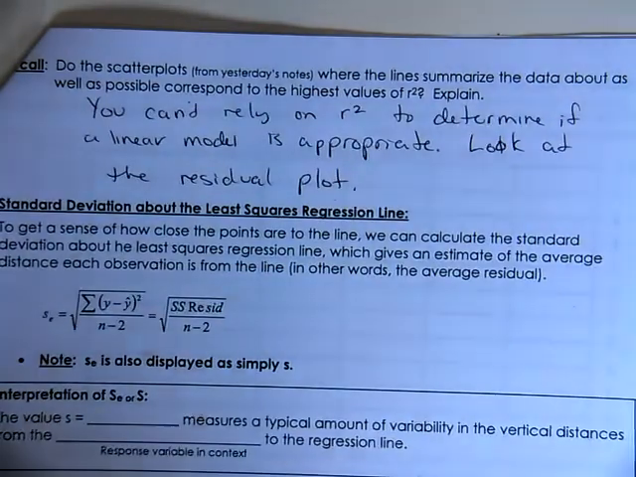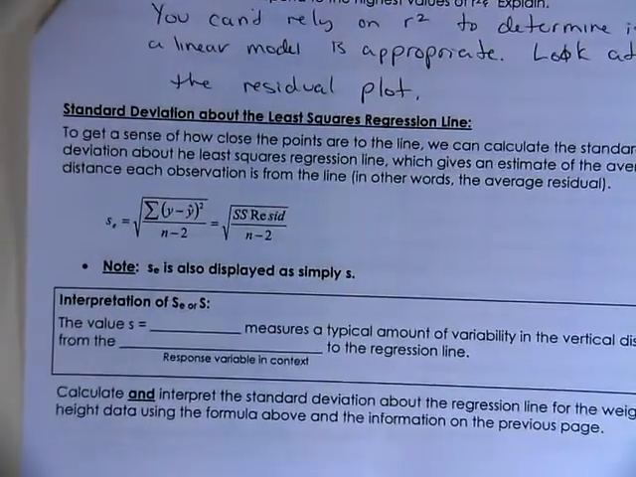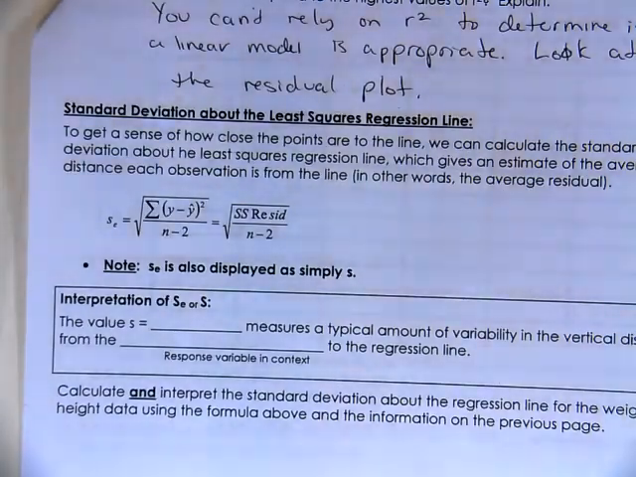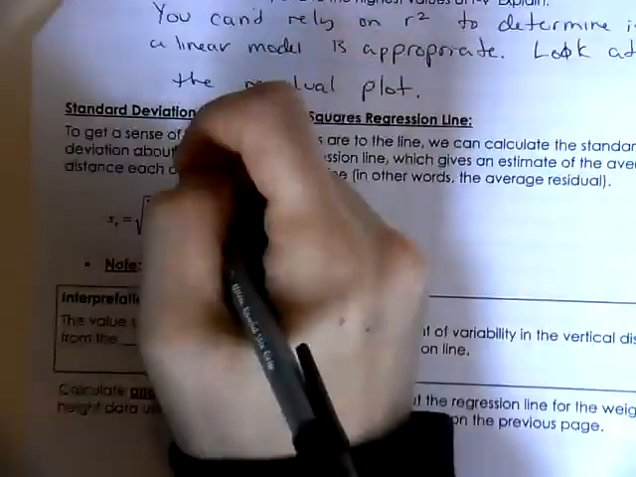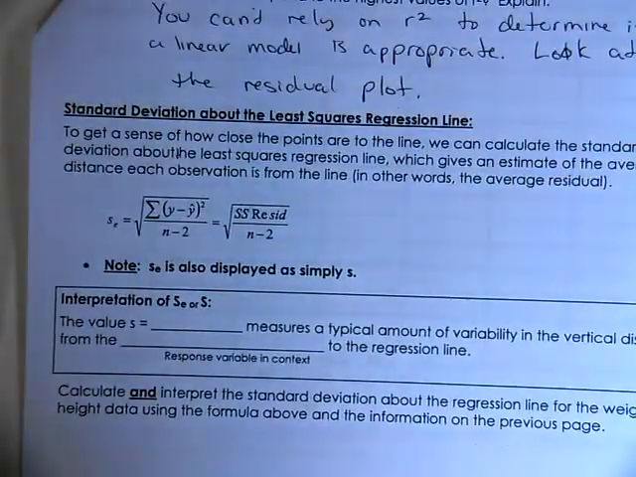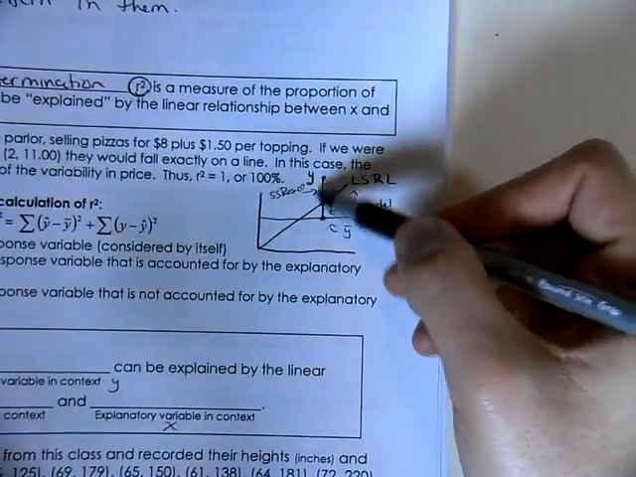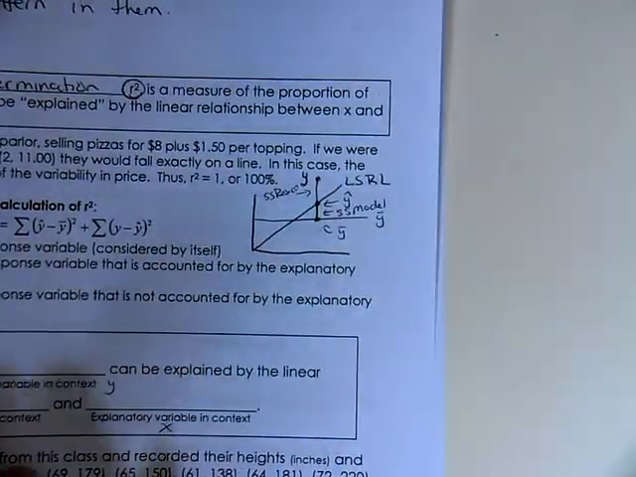Okay. The other one that we talk about is the standard deviation of the least squares regression line. So this is like the last thing that you're going to have to memorize. To get a sense of how close points are to the line, we can calculate the standard deviation about the least squares regression line, which gives us an estimate of the average distance each observation is from the line. So really we're calculating the average residual. Remember the residual is from y to y hat. If I take all these and find the average, that's what SE is. So it gives you the variability around the line.